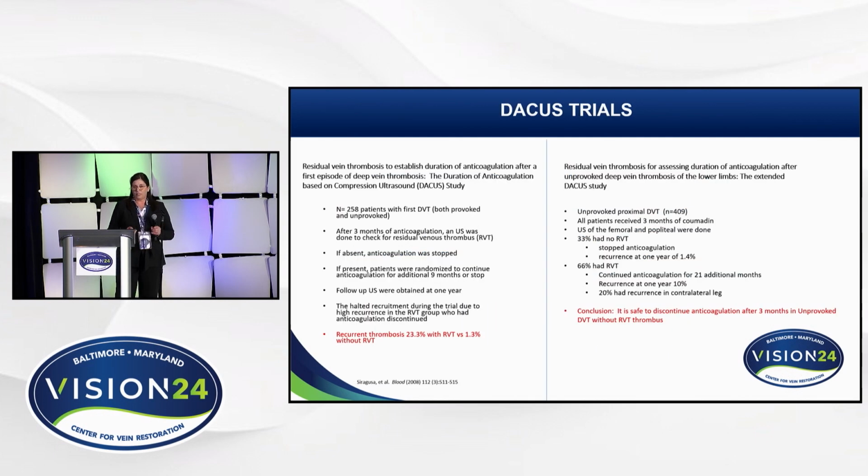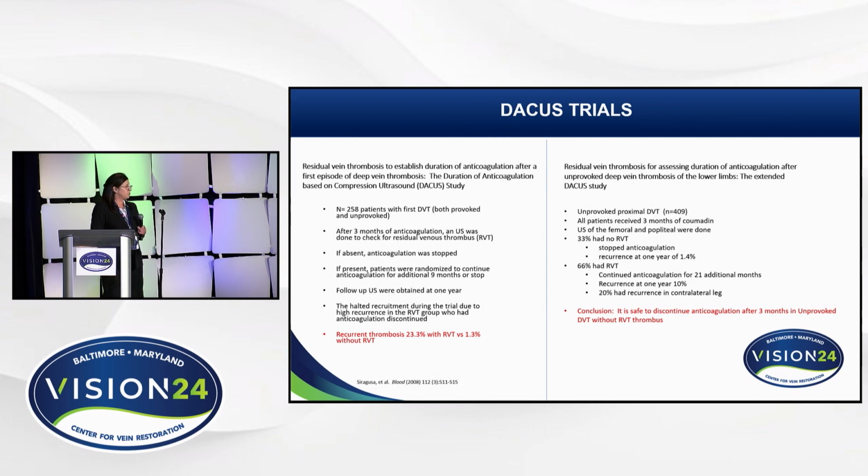The DACUS trials are the ones that specifically ask this question. They took patients with first DVT. There were 258 patients, and these were both provoked and unprovoked. They were treated for the standard 3 months, and then an ultrasound was performed to see if there was residual clot. If there was no residual clot, then the anticoagulation was stopped, and the recurrence rate was about 1.3% at 1 year.